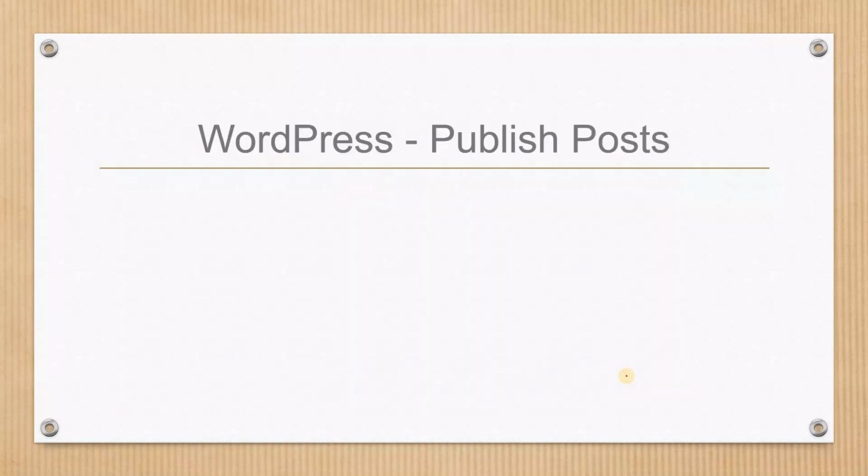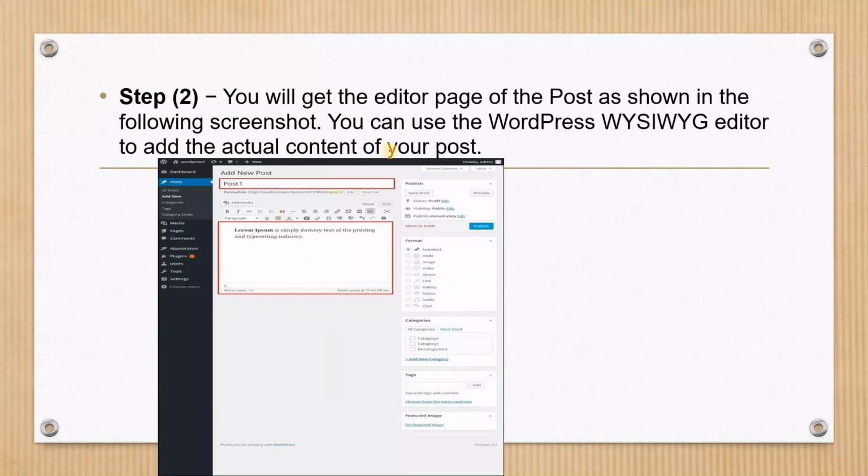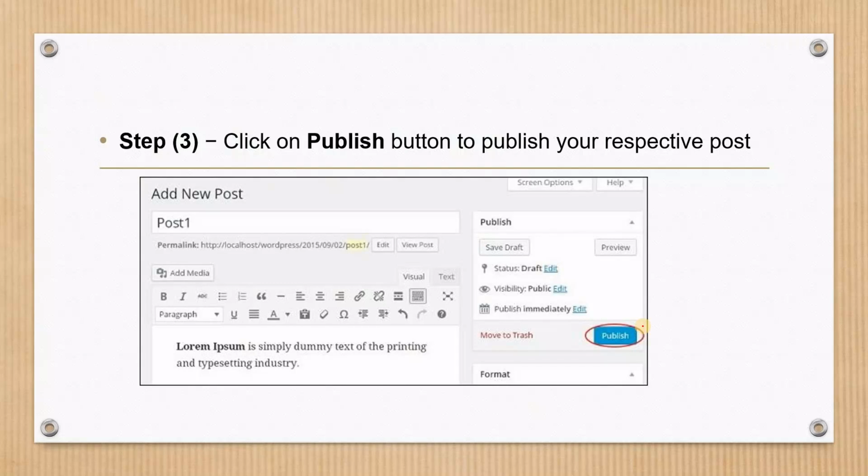In the case of publish post, you have to go to post. If you want to add new in WordPress, then see here you can add a new post by the add new post link. Then by clicking on this publish button, we can publish this post on the website.